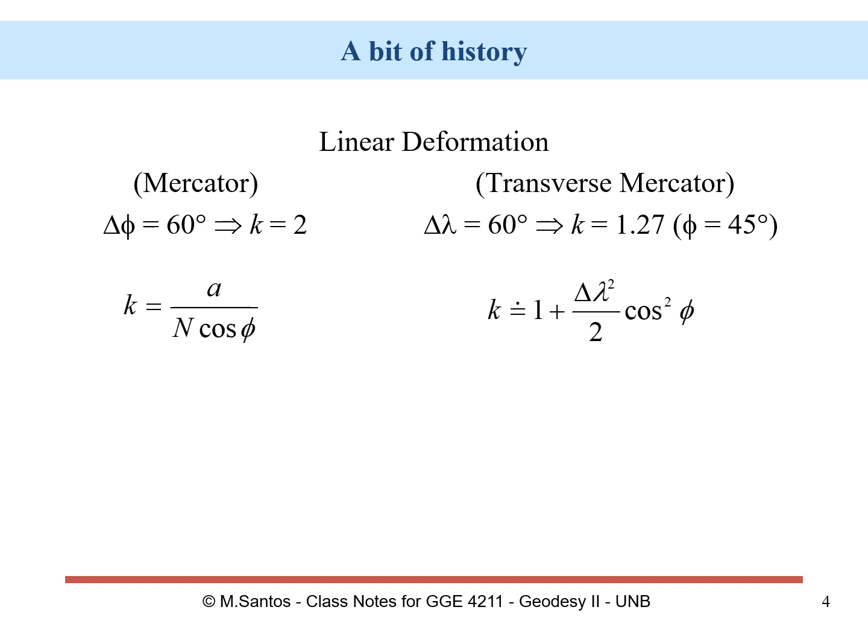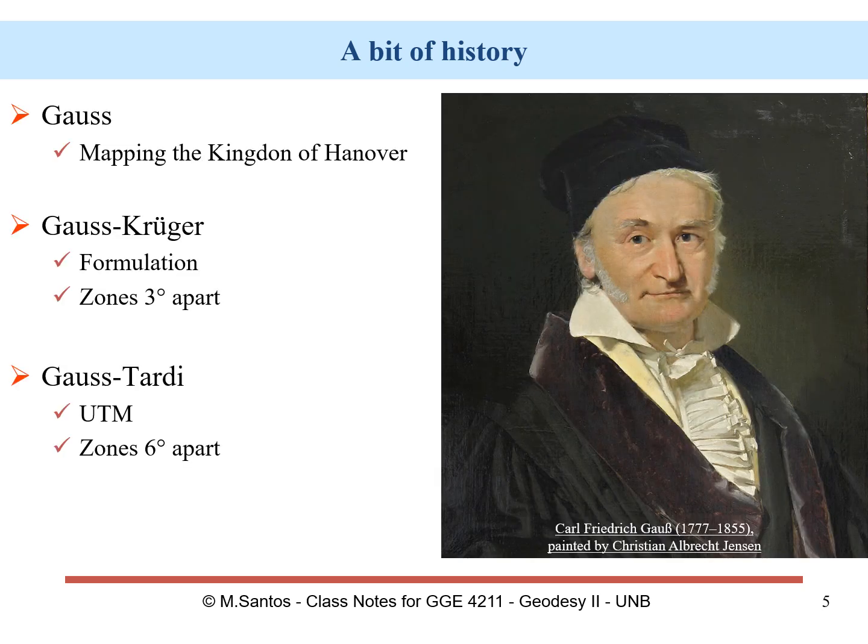Transverse Mercator is much better than Mercator. As an example, I have evaluated the coefficient of distortion for a point 60 degrees distant from the standard meridian, using a mid-latitude. Coefficient of distortion k equals 1.27 is still a large distortion, but much less than Mercator's. In order to have the smallest coefficient of distortion possible, transverse Mercator started to be used under certain specifications.